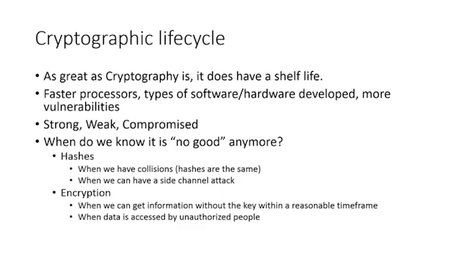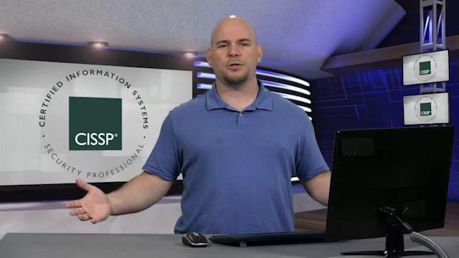When it comes to encryption, when we can get information without the key within a reasonable time frame, or when data is accessed by unauthorized people in a reasonable time frame, and within reasonable amounts of money being spent, right? No encryption is really going to be 110% solid. It just takes time to get through whatever it is you're trying to get through sometimes. And it may take 1,000,000 years, and that's a pretty good trade-off. I'll let my data be protected for 1,000,000 years because me and my grandkids and great-grandkids are not going to be here, so it doesn't really matter. So that's why they say within a reasonable time frame.